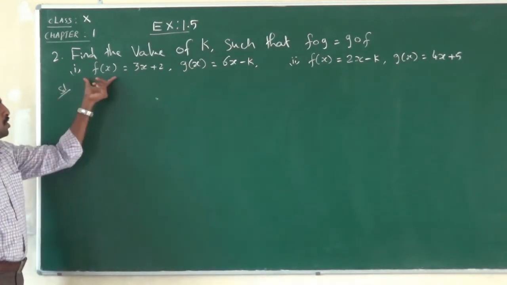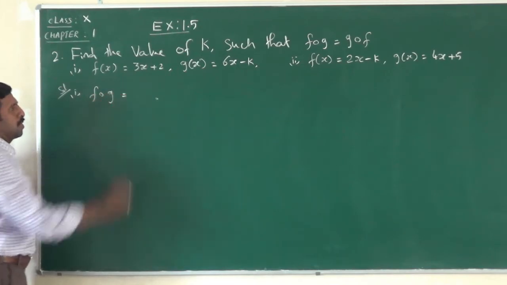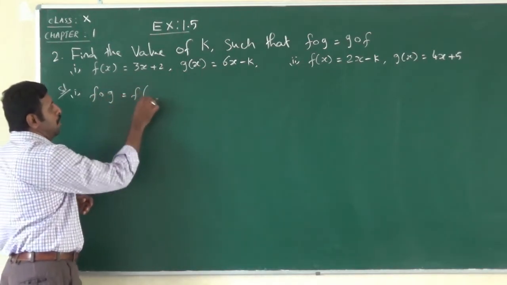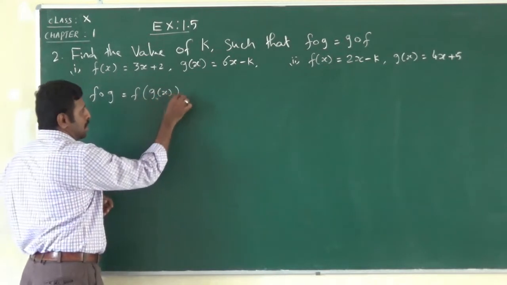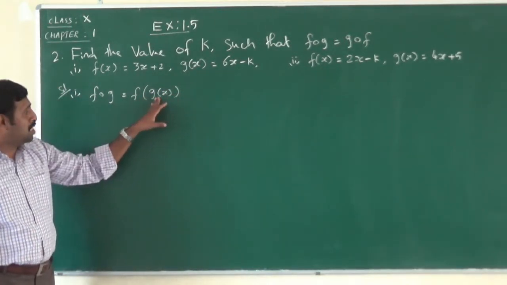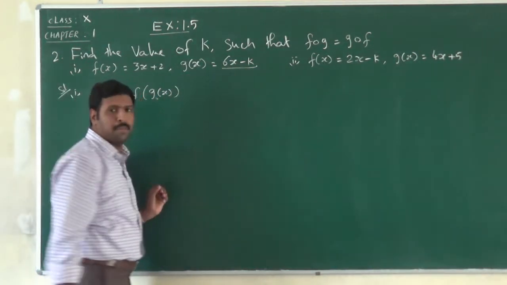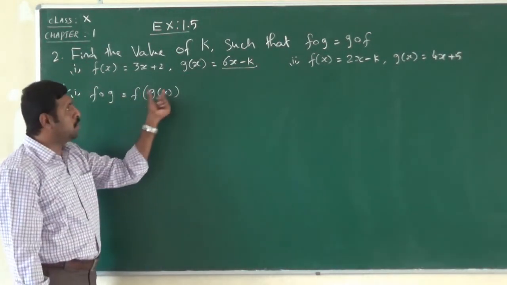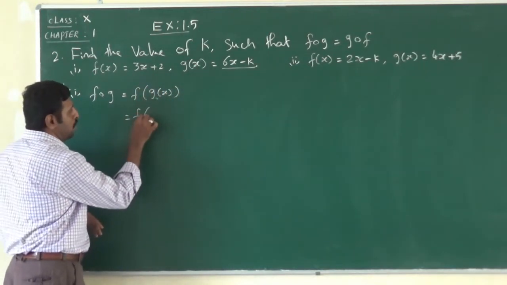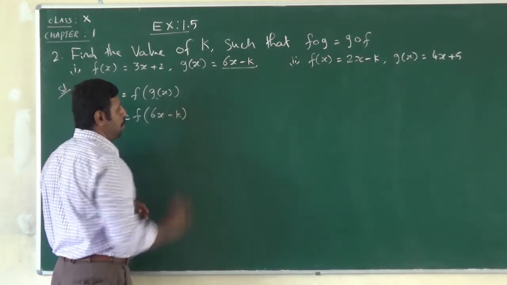Solution for the first Roman number, f composition of g. Here f composition of g means f of g of x. That is the form. What is the value of g of x? The g of x is given as 6x minus k. So in this place, we apply the value of g of x. So f of g of x is f of 6x minus k.